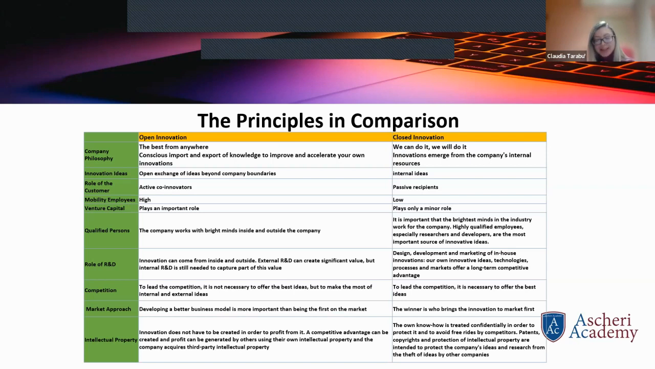It's not the unique objective of open innovation. A competitive advantage can be created and profit can be generated by others using their intellectual property, and then the company will acquire the third party intellectual property so implemented, so developed. On the opposite part, we have the characteristics of the closed innovation model.